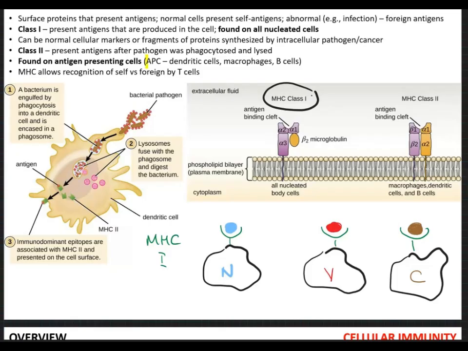There are 3 of them. Dendritic cells, macrophages, and B cells. I am going to be focused on dendritic cells. So whenever I say antigen presenting cells further, I mean dendritic cells. We're not going to get into the weeds of macrophages and B cells. Okay? So, MHC class 2 is found only on antigen presenting cells.